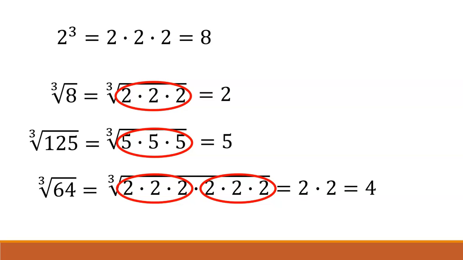For all 3 of these examples, you can see the relationship between cube roots and cubes. The cube root of 8 is 2, so 2 cubed is 8. The cube root of 125 is 5, so 5 cubed is 125. And the cube root of 64 is 4, so 4 cubed is 64.